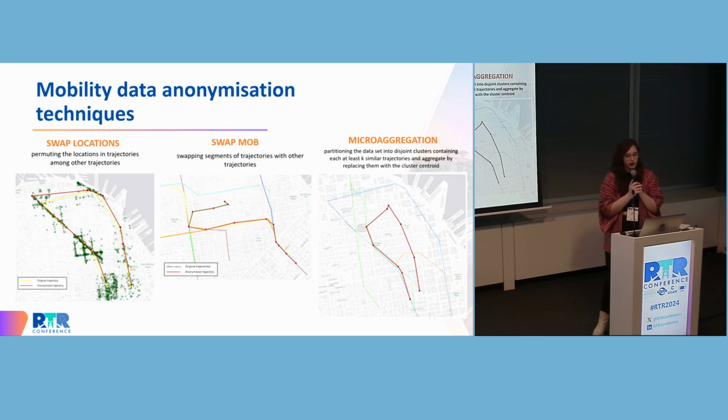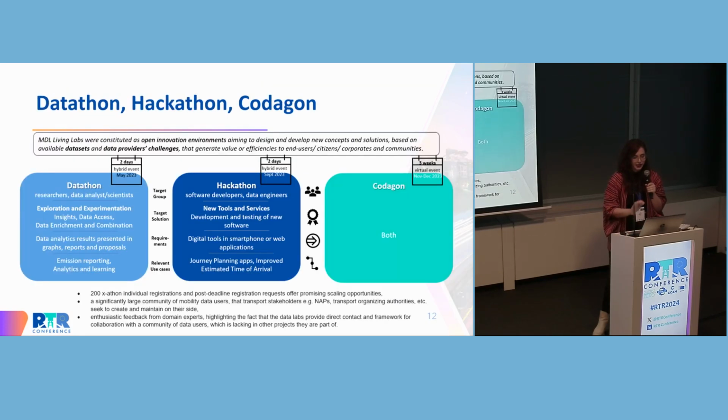Different techniques were developed and included in the cloud, and this was done by the URV, the University of Rovira i Virgili in Catalonia, who are experts on this data anonymization and privacy. And then finally, to test all of this transport cloud, we wanted data users to use our services and the data that we harvested.